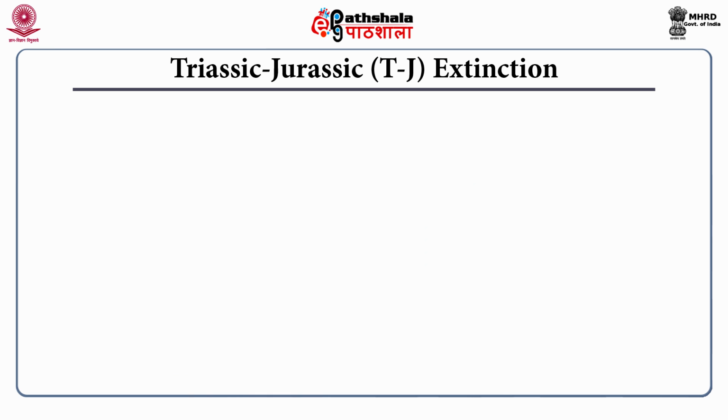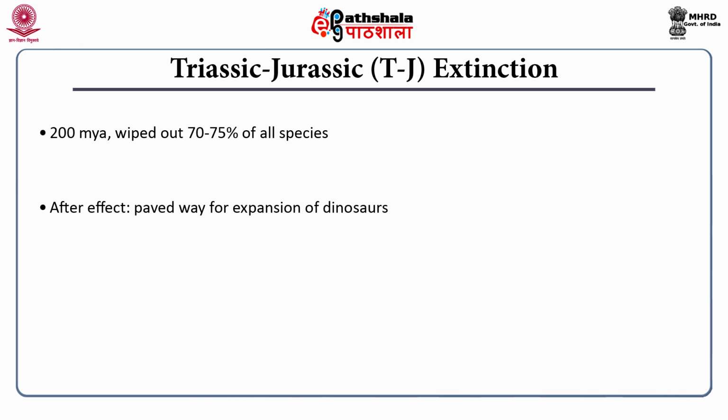The next extinction event is the Jurassic extinction, which happened near the beginning of the Jurassic, so the end of the Triassic, almost 200 million years ago. So, it wiped out 70 to 75% of all species on the Earth. What are the after effects of this? It paved the way for the expansion of the dinosaurs. So, the previous sauropsids and mammals, the reptiles, were actually outcompeted by the dinosaurs, because the competitors of those dinosaurs went extinct during this particular extinction event.